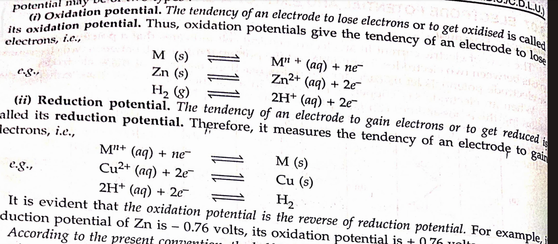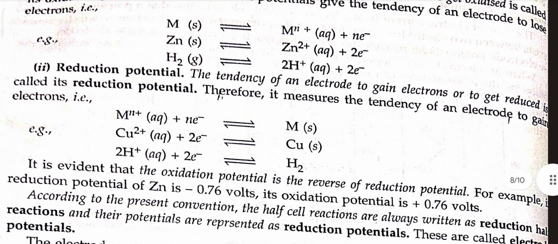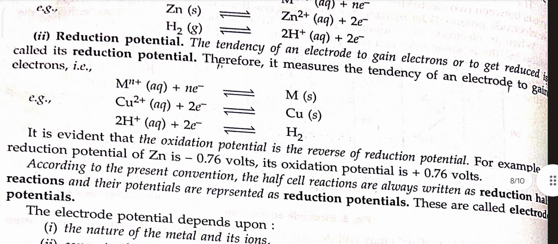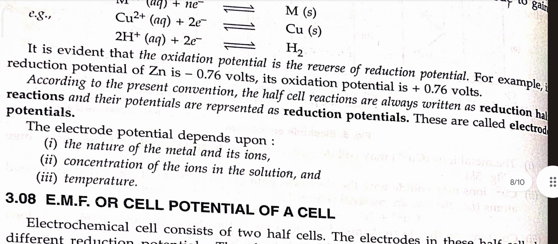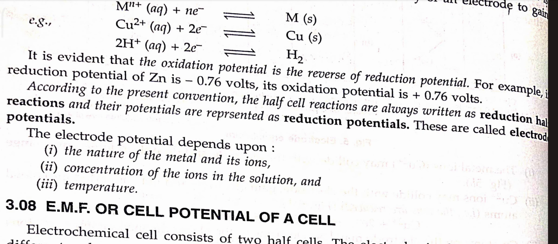Reduction potential: the tendency of an electrode to gain electrons or to get reduced is called its reduction potential. Therefore, it measures the tendency of an electrode to gain electrons. Mn+ (aq) plus ne- gives M. It is evident that the oxidation potential is the reverse of the reduction potential. For example, the reduction potential of Zn is minus 0.76 volts. Its oxidation potential is plus 0.76 volts.